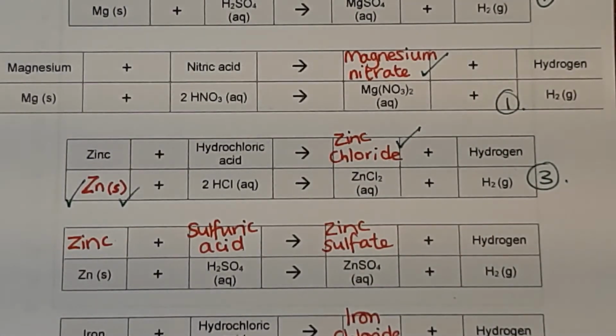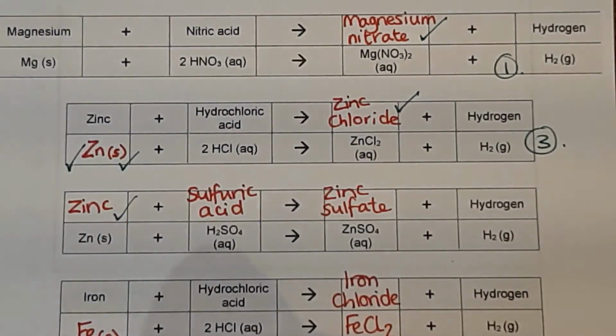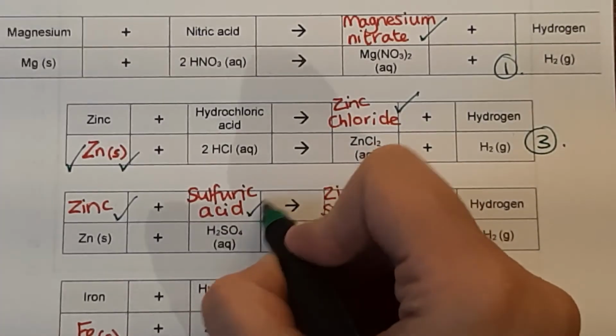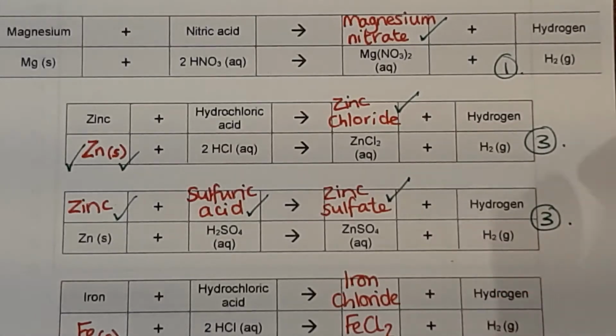So the next question is also zinc. So 1 mark for writing that zinc. And H2SO4 is sulfuric acid, so you get a mark for that. And zinc and sulfuric acid form zinc sulfate. So again, this one is out of 3.